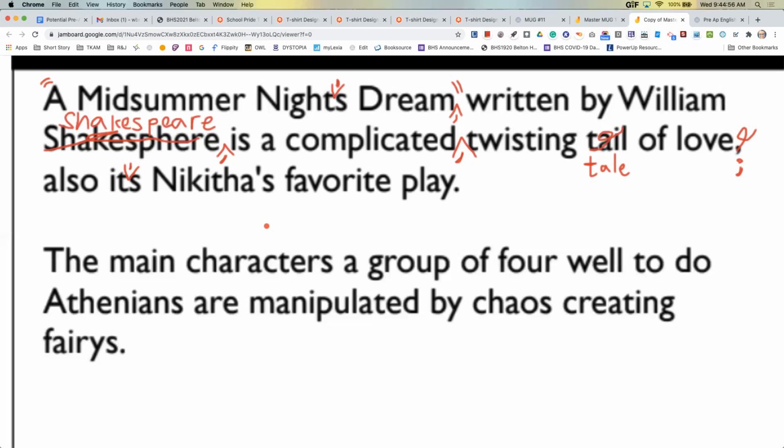Okay, so that's 11. The second sentence is related to the first sentences, talks about the characters in the play. So the main characters, a group of 4 well-to-do Athenians, are manipulated by chaos-creating fairies. Athenians are citizens of Athens, Greece. So there's nothing wrong with that word, even though you maybe haven't seen it before. It just means that the characters are citizens of Athens.